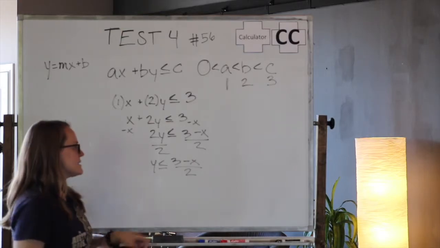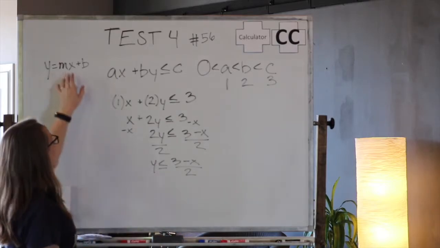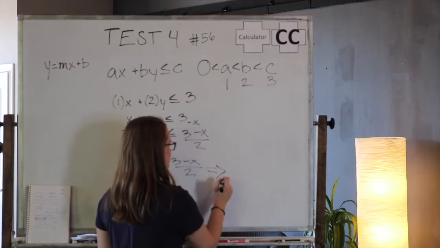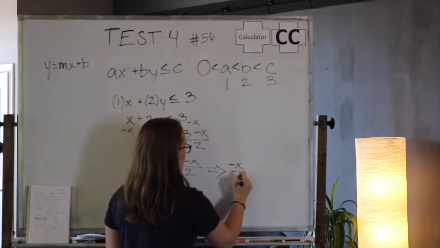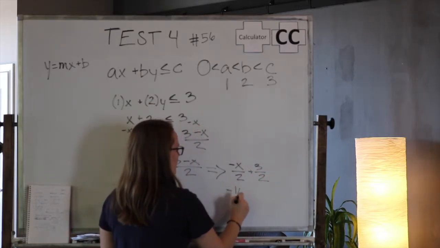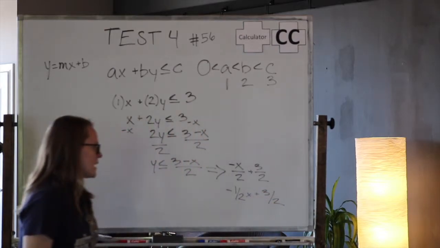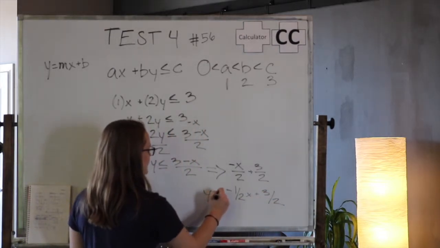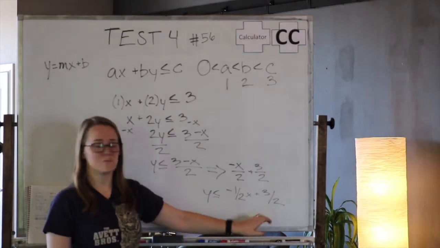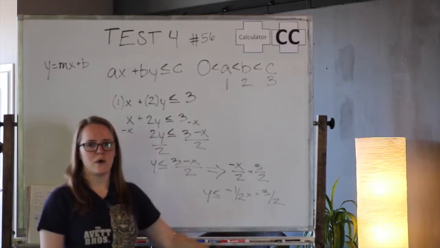The second thing is we have (3 minus x) over 2, and that is not quite this mx plus b format. So I'm just going to go ahead and convert this. Negative x over 2 plus 3 over 2, which becomes negative 1/2 x plus 3 over 2. And y is less than or equal to that. So this is a much friendlier format to me because we can tell that negative 1/2 is the slope and 3 over 2 is the y-intercept.